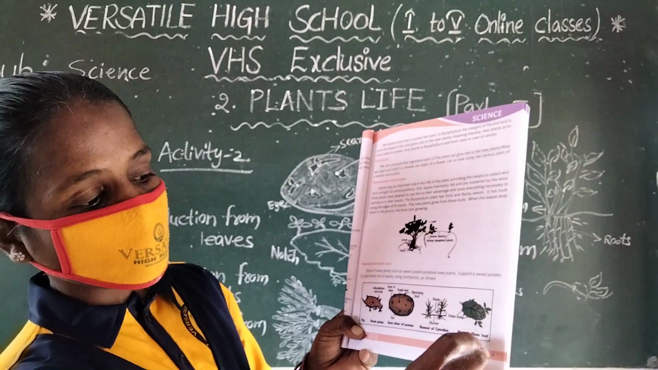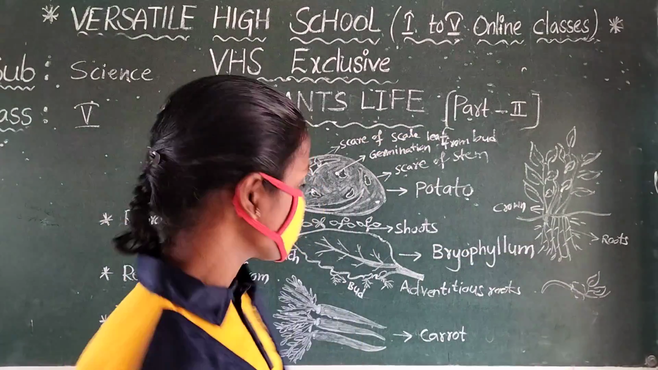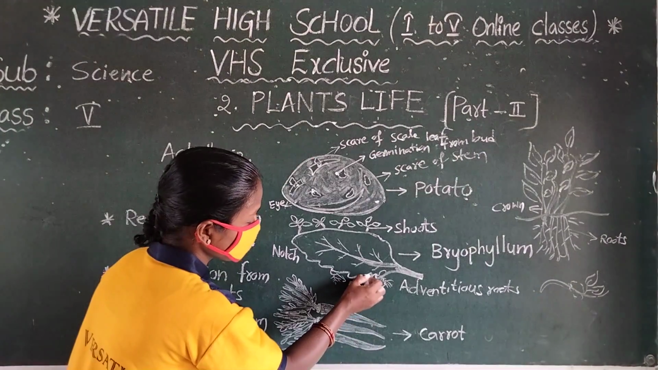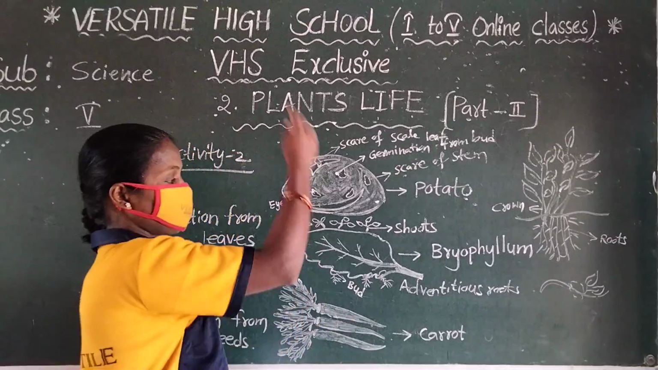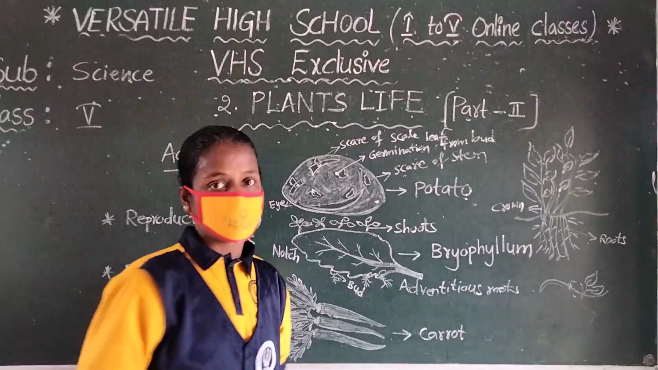And this is, you know, that Bryophyllum leaf. That is Bryophyllum roots. And also these buds give roots, and on the above side some leaves also come outside.